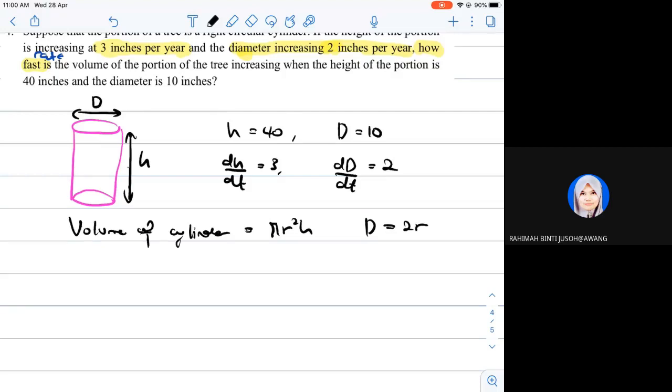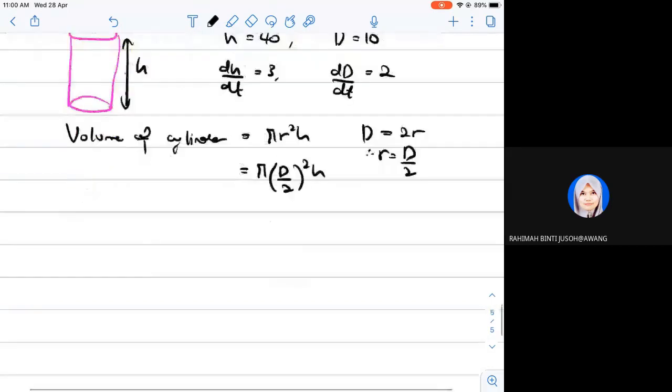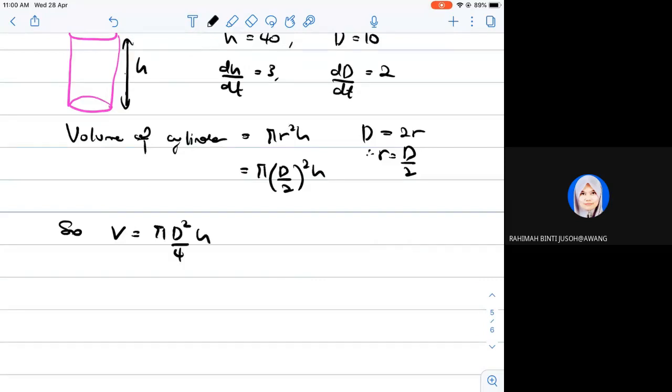Diameter is 2 times the radius, isn't it? So when we substitute into this formula, therefore R equals D over 2. So we will have pi times D over 2 squared H. So our formula of volume is pi D squared over 4H.